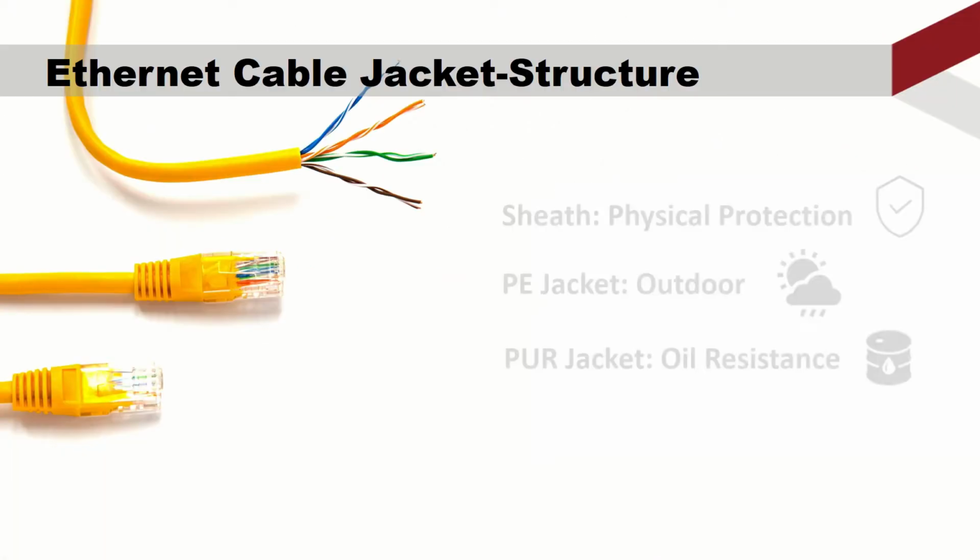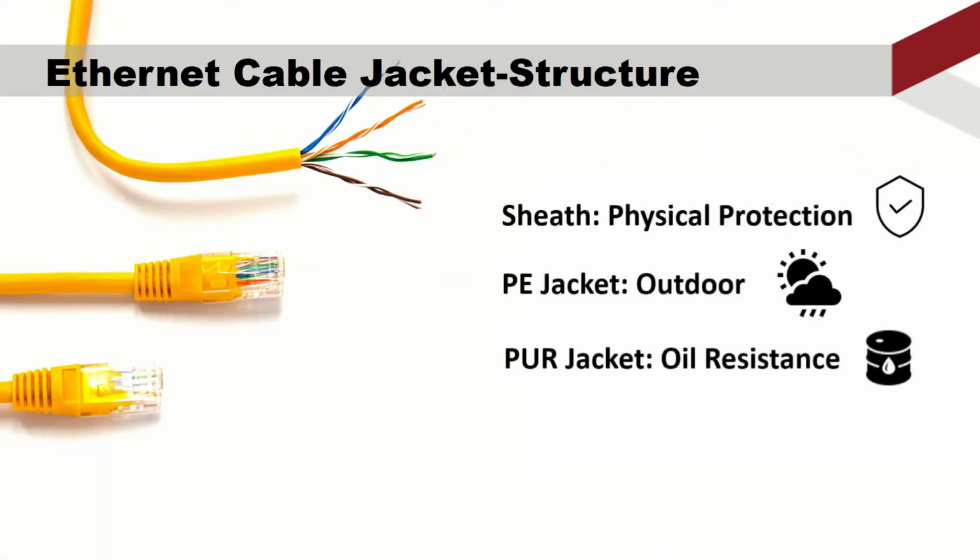In the previous section, we introduced the structure of the Ethernet cable and also briefly mentioned the outer sheath, which we also call the jacket. It is to provide physical protection for the cable. According to the deployment, different materials are used in the jacket. Take PE material as an example. It's widely used in outdoor applications for being sunlight resistant and waterproof.